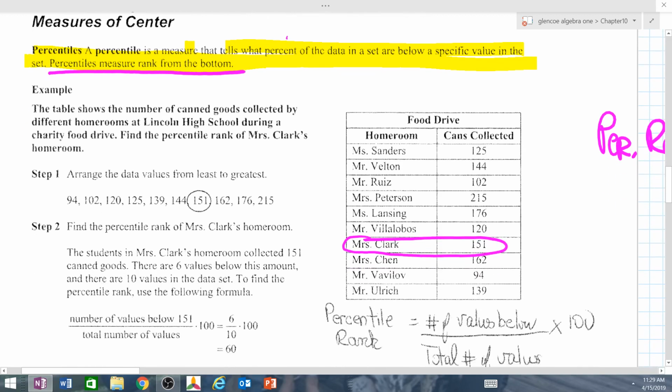This table shows the number of canned goods collected by different homerooms at Lincoln High School during a charity food drive. Find the percentile rank of Mrs. Clark's homeroom. So the first thing we're going to do is look at our chart and find Mrs. Clark. Mrs. Clark's class brought in 151 cans. What we need to do is arrange the data in order from least to greatest.